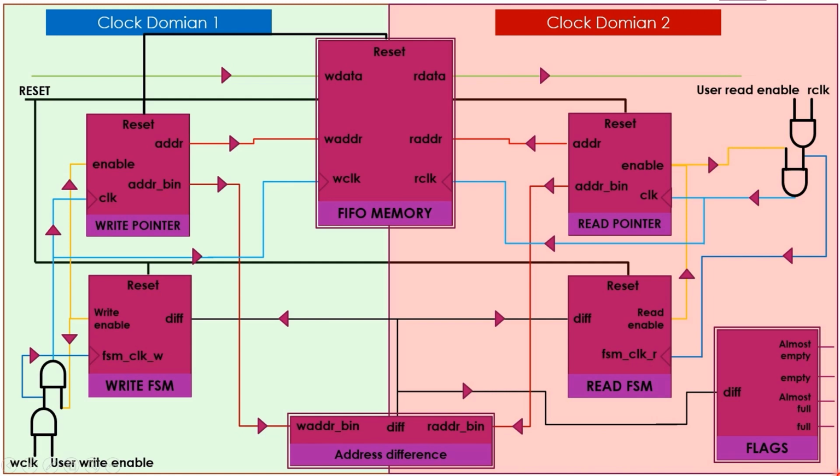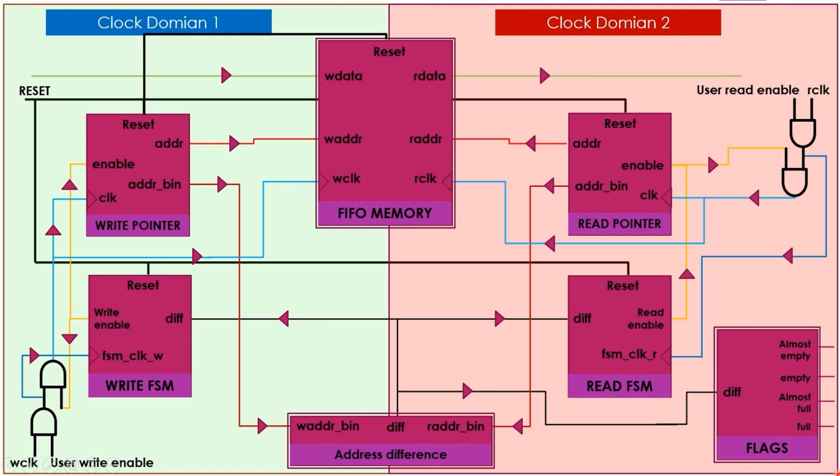The almost empty flag goes to 1 when the read address pointer is just one address behind the write address pointer. The state of the write address pointer is decided by the write enable signal coming from the write FSM, which takes diff as its input. Depending upon this diff signal, write enable will be 0 or 1. 0 means that the write address pointer will stop and 1 means it will move. Similarly, for the read pointer, the state is determined by the read enable signal coming from the read FSM, which takes diff as its input. 0 means the read pointer will stop and 1 means the read pointer will start.